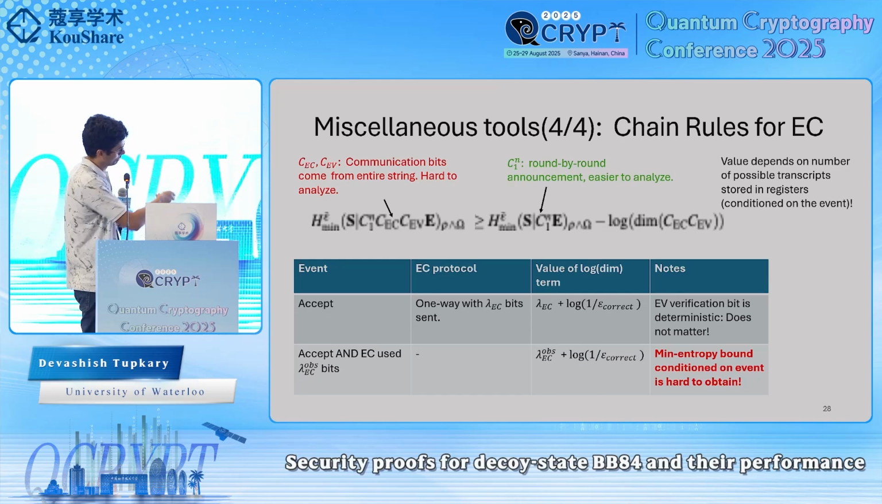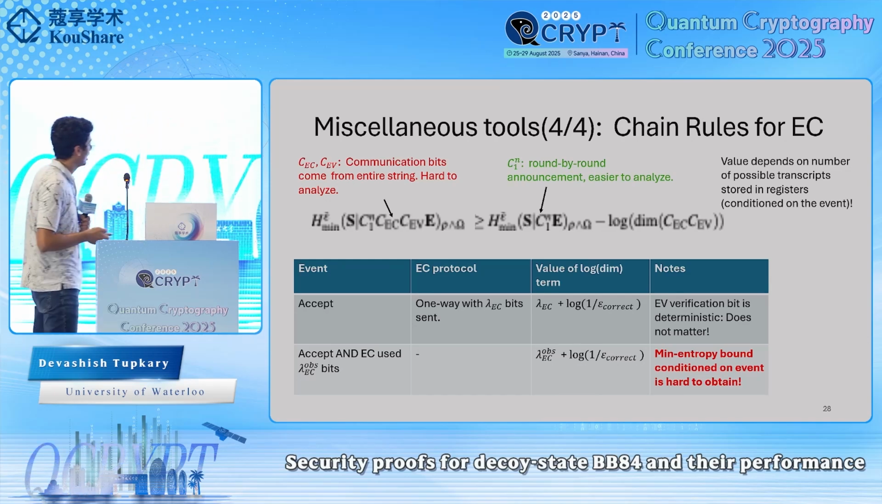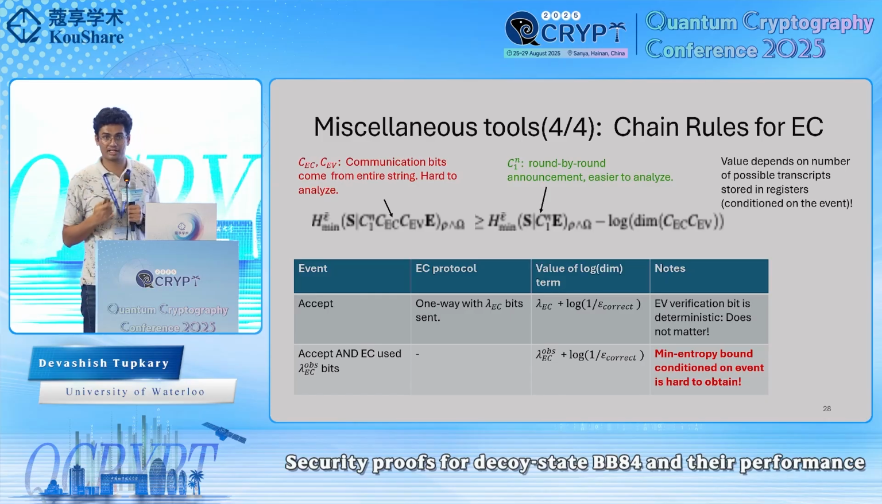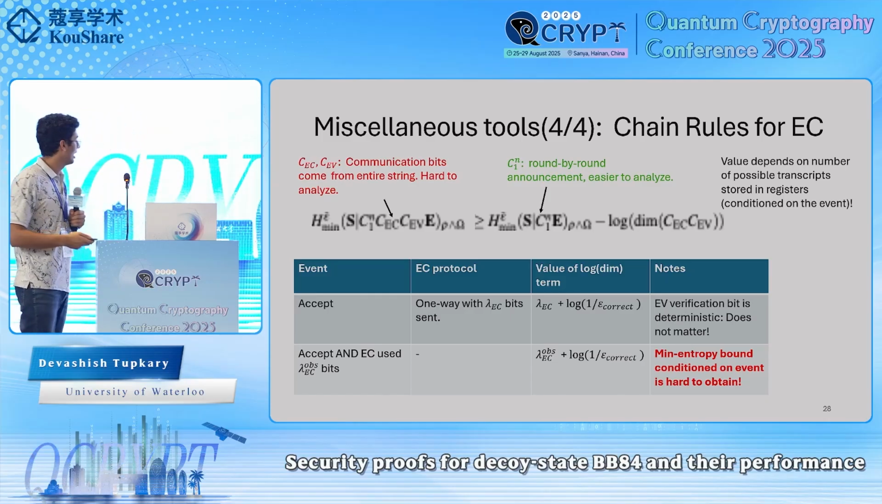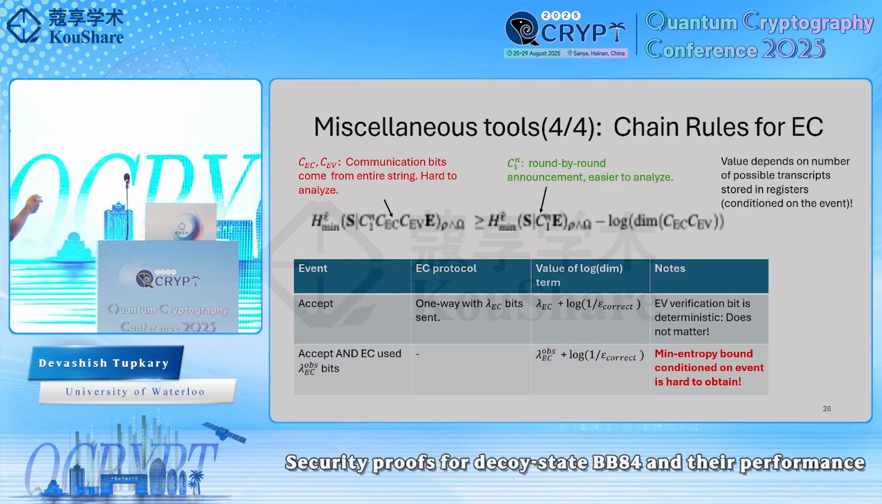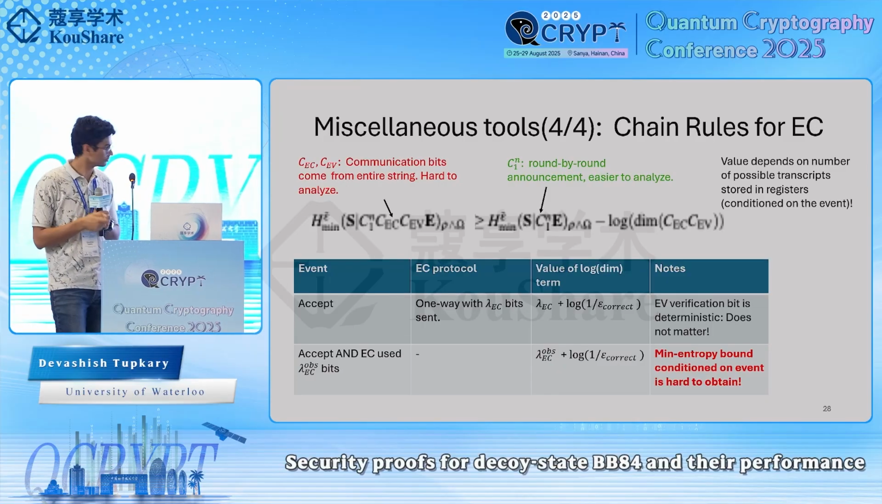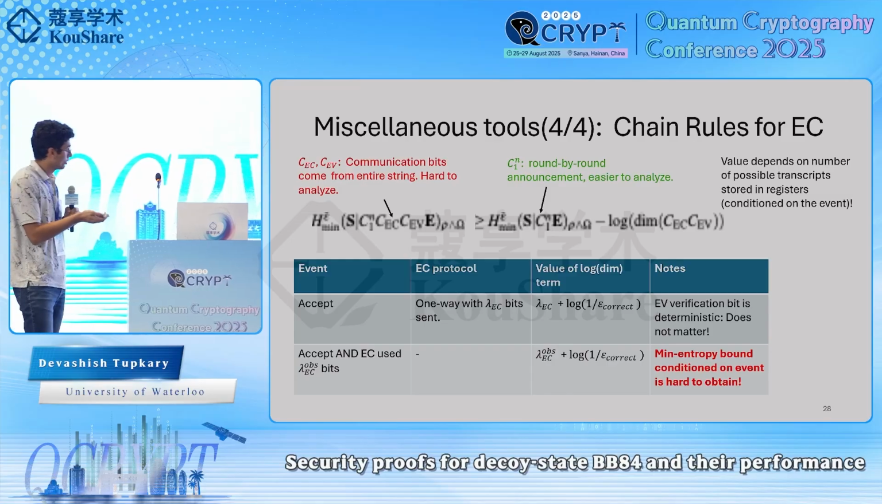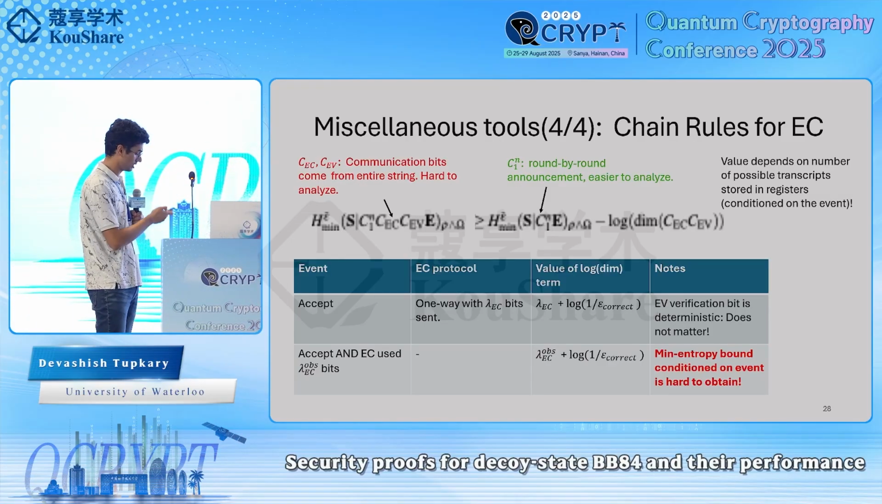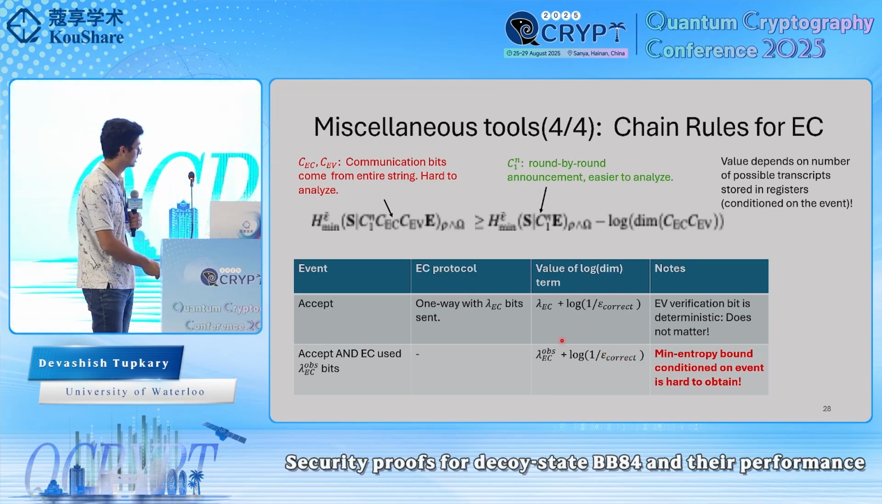So this is kind of fine, and this is what you want to do in proofs, except that you might want to say, okay, I want to look at the event where I accepted the protocol, I ran my error correction subroutine, and I look at the number of bits I actually ended up using, right? And that is, let's say, lambda EC observed. In this case, you don't need to know what the EC protocol was because you know exactly how many bits you used. So this term is easy.